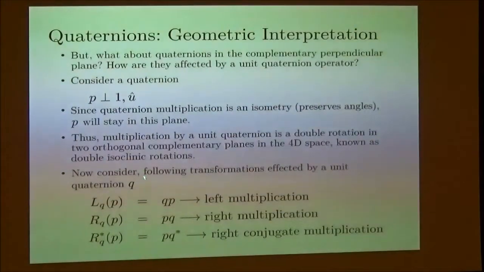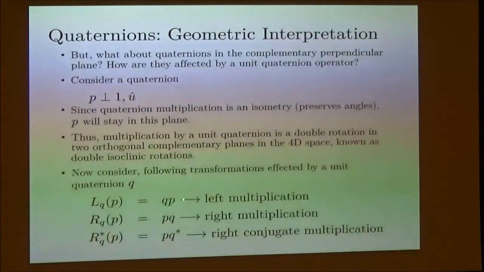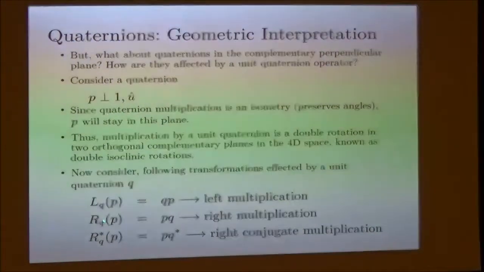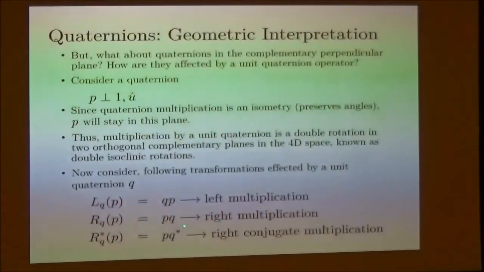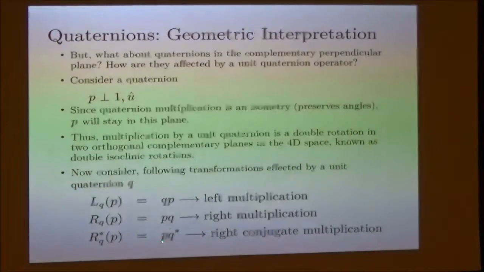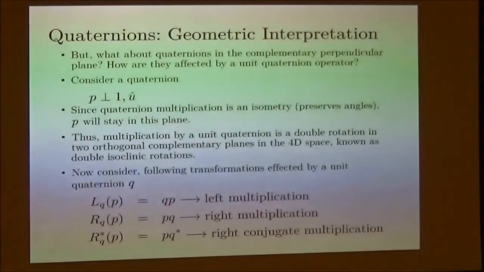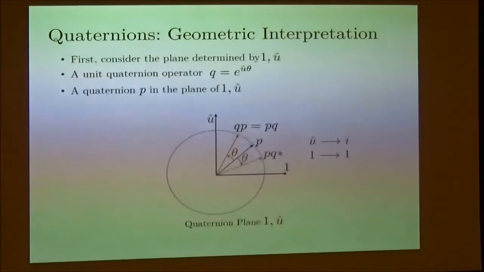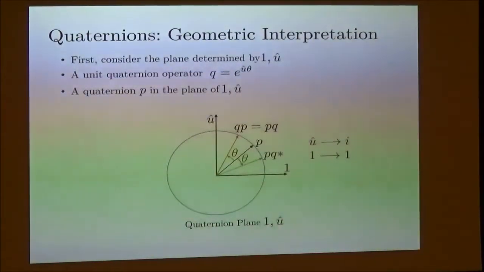So let's consider some of these transformations, and we'll only get to the 3D rotation. So let's say we have a left multiplication by a quaternion Q on P. So this is the operator: you have Q times P. We have a right multiplication, P times Q, so the quaternion is on the right-hand side. We have a right conjugate multiplication, so we have Q conjugate on the right side of the operand P. Let's look at each of these three and see what their geometric interpretation is.